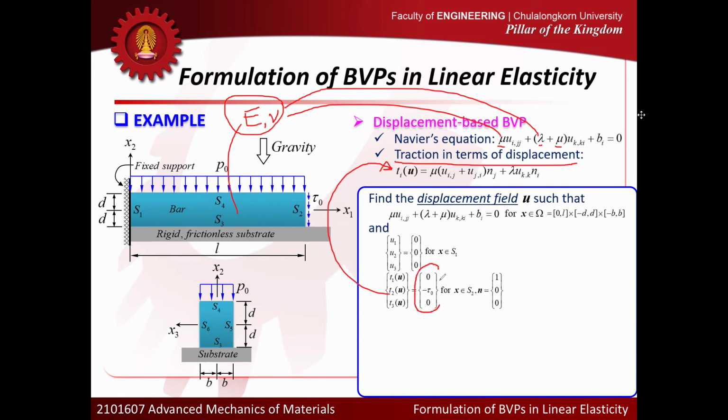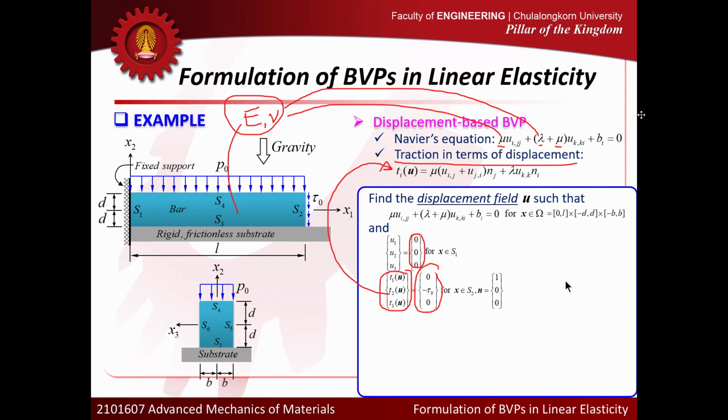This part is still the same as the previous formulation because it's the prescribed data. But the one that changes here is the traction expression, because for this case we need to express everything in terms of the displacement, the key unknown that we selected at the beginning.